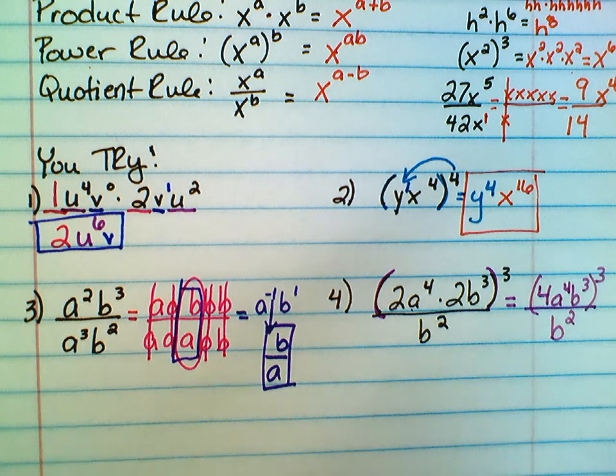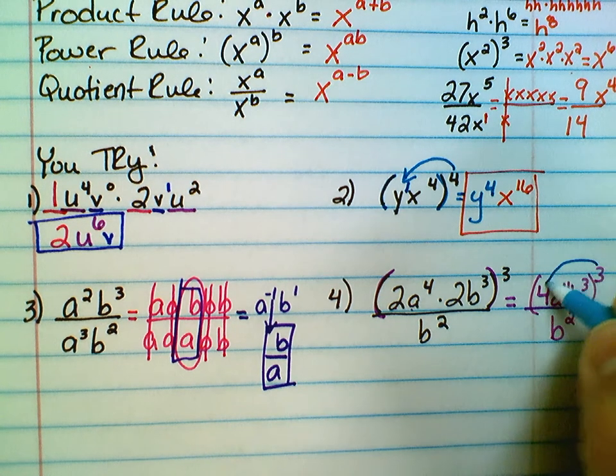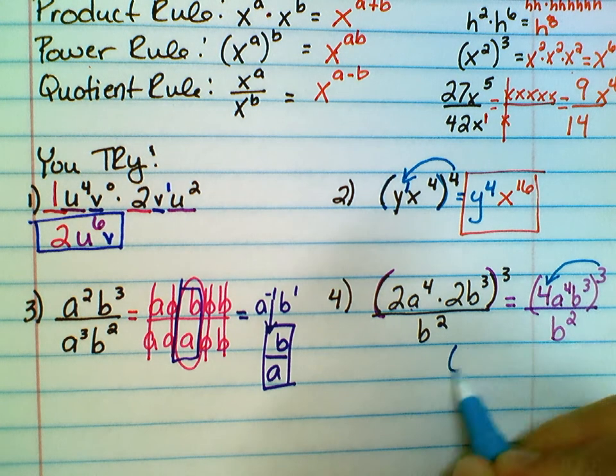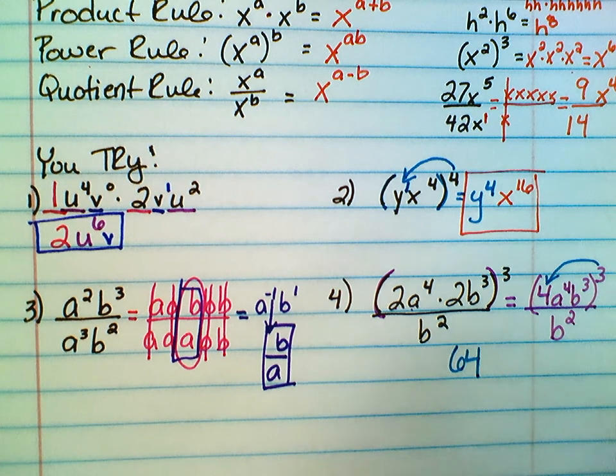Then I need to take care of my power to a power here. So remember, don't use the shortcut on your regular coefficients. This is 4 to the 3rd power. So 4 times 4 is 16. 4 times 16 is 64.